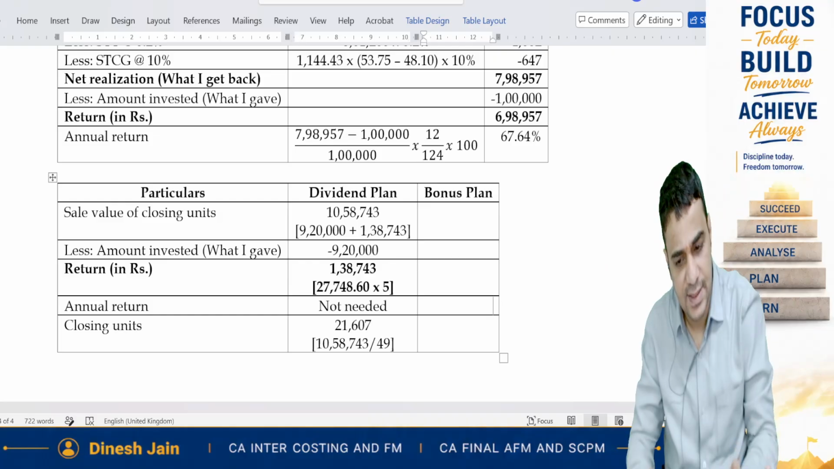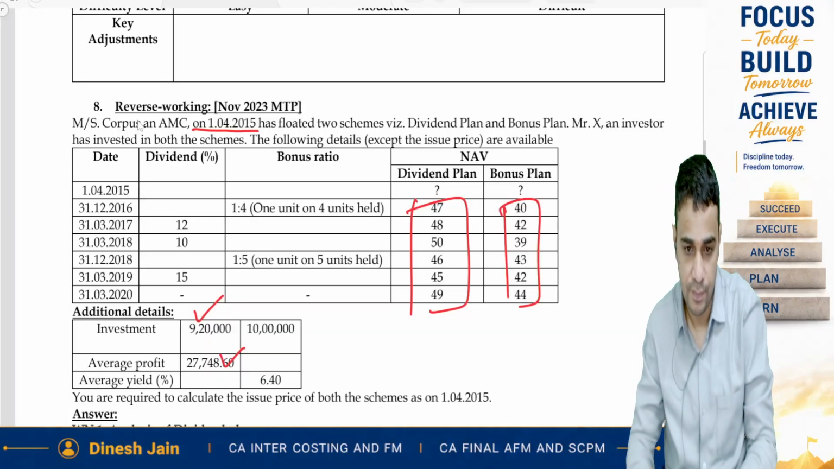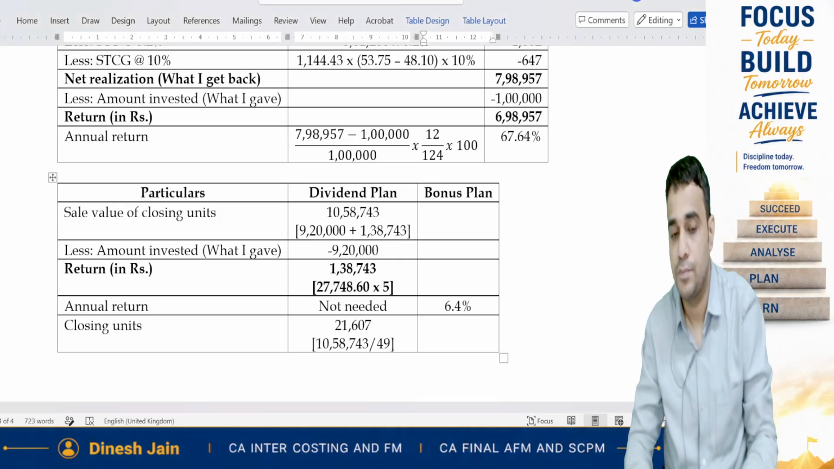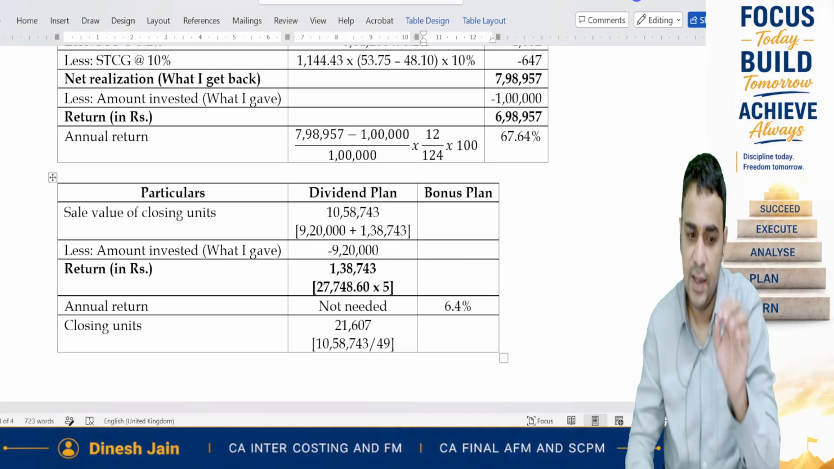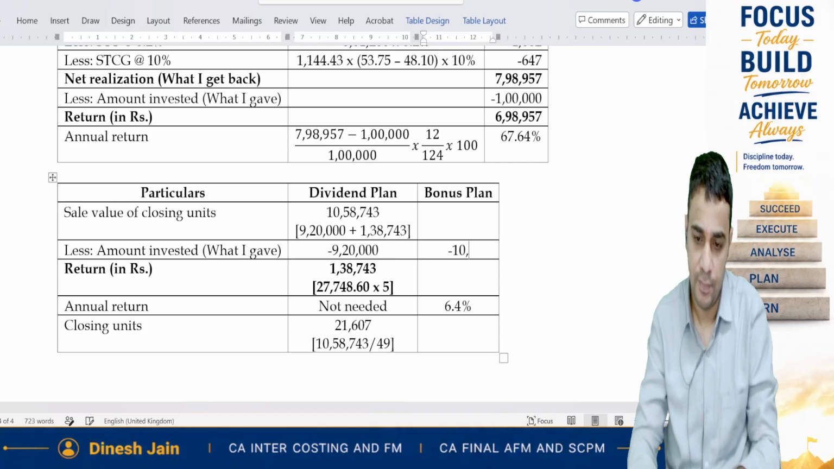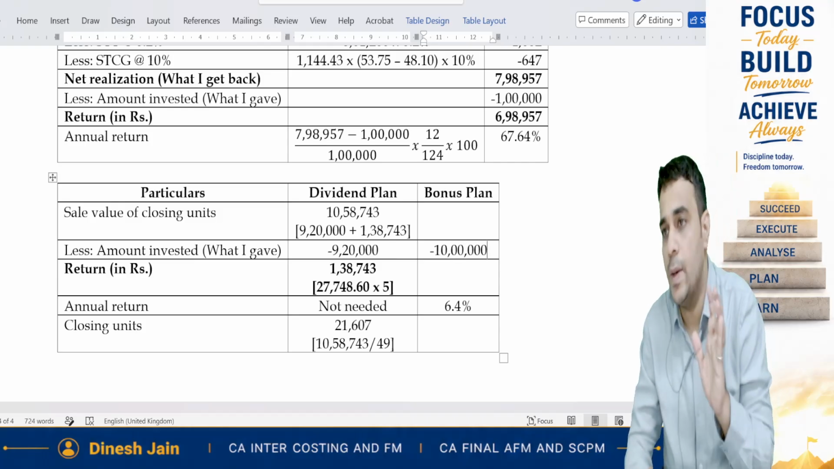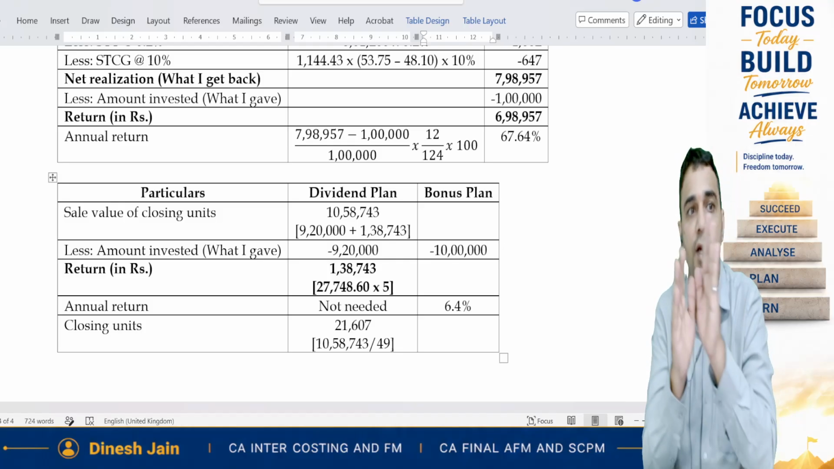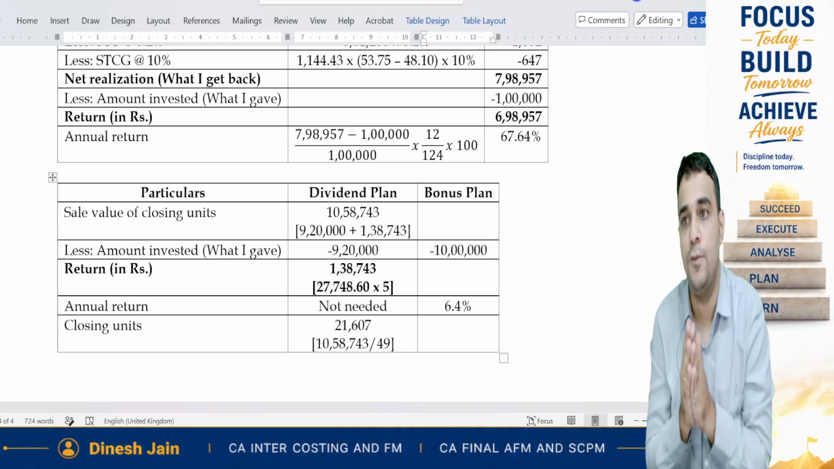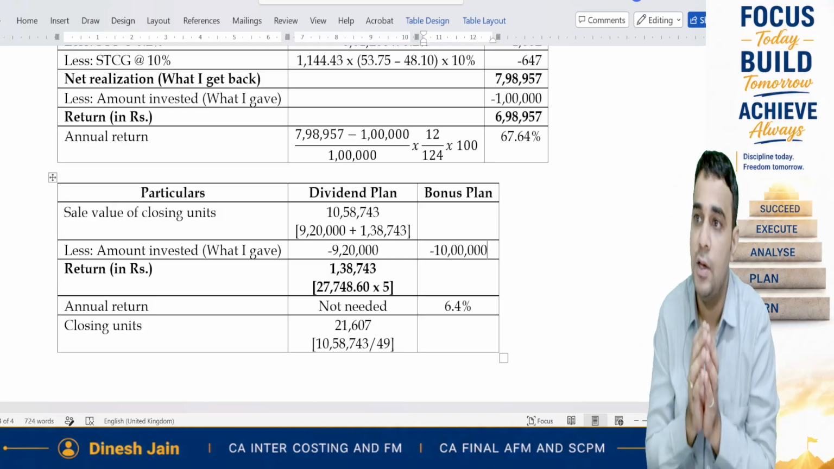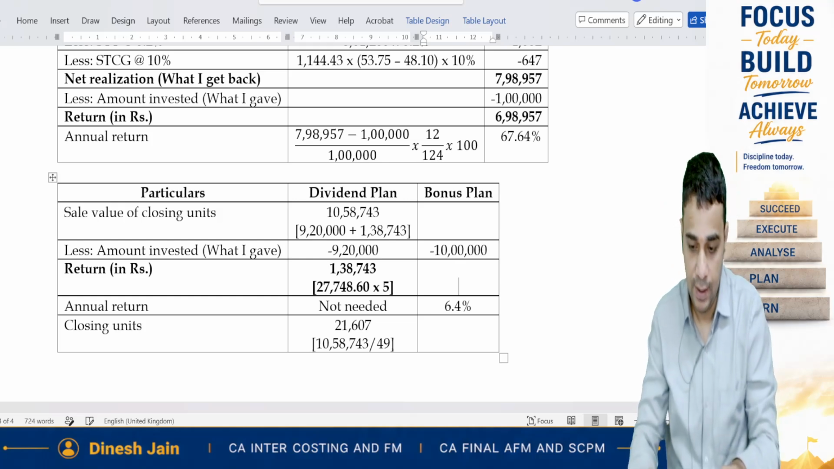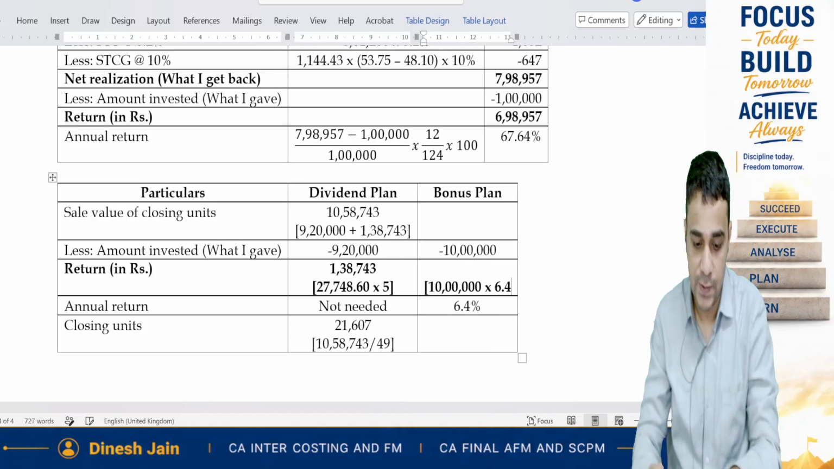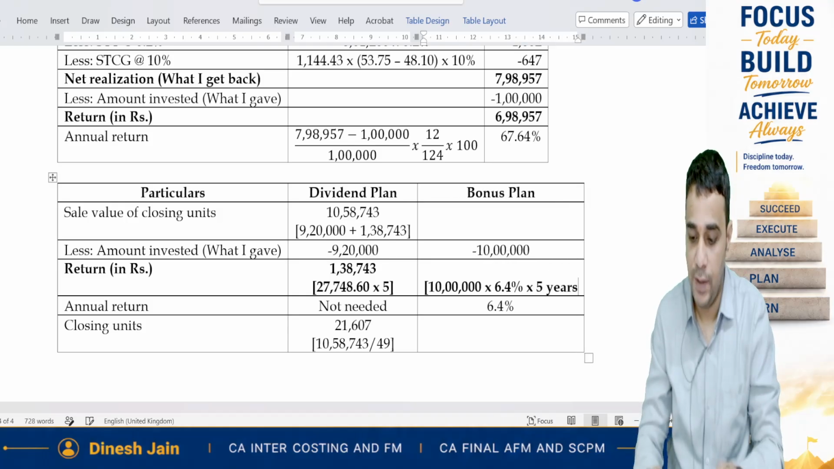Bonus plan, the return is given. How much is the return? 6.4%. Listen, what is the amount invested? Return is on the amount invested. I earn 6.4% of 10 lakh for 1 year, into 5 years. So return, listen, is 10 lakh into 6.4% into 5 years.